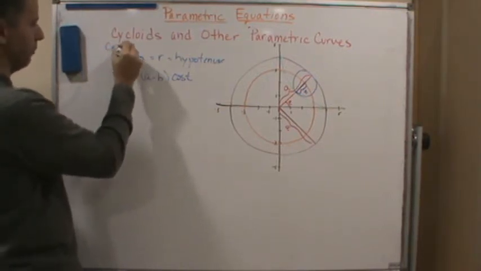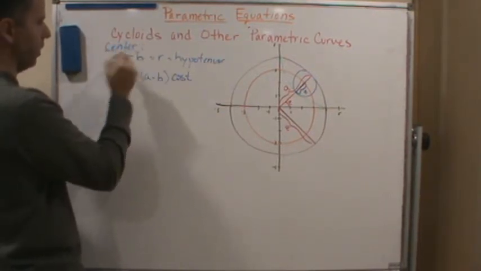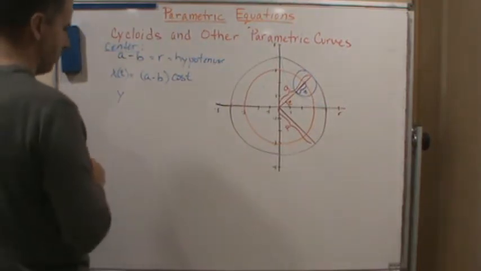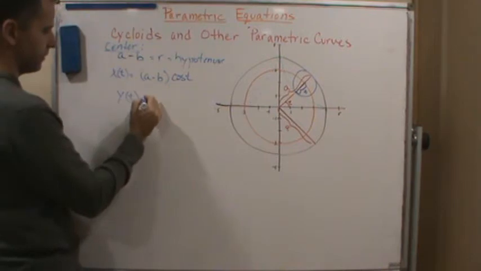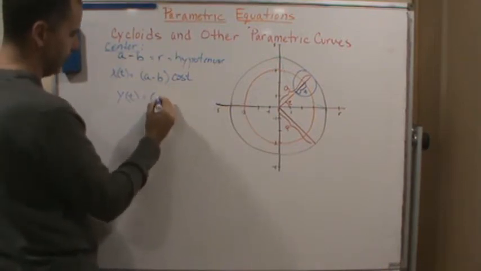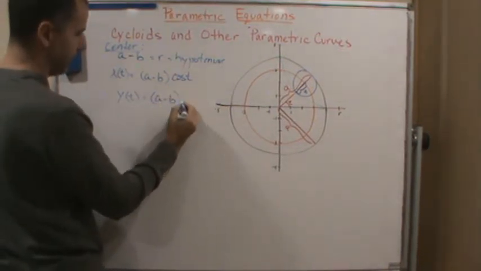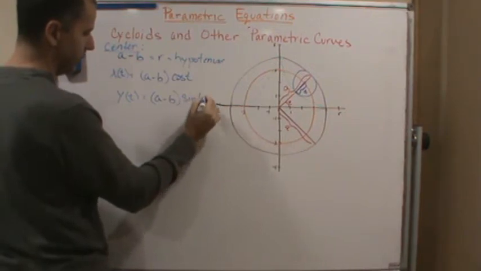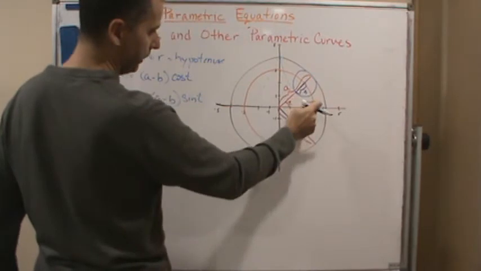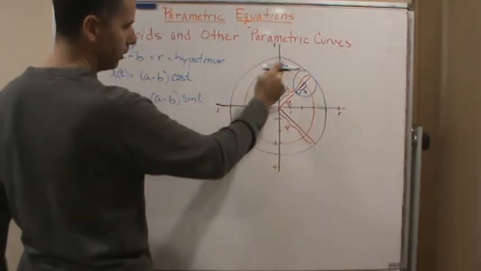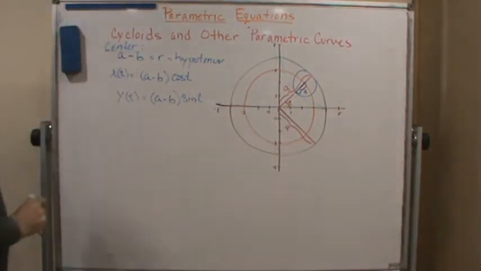So let's put that down here. This is all based on the center. And of course, we can describe the y-coordinate as a function of t, which would be similar: (A minus B) sine t. These two coordinates describe the location of the point anywhere along the orange circle. So that describes the path of the center.